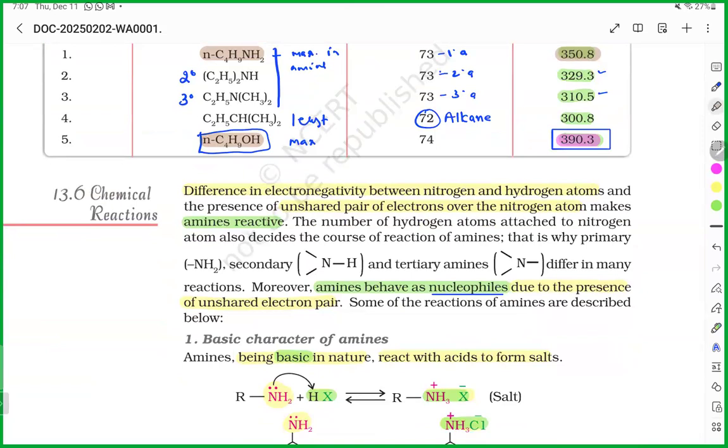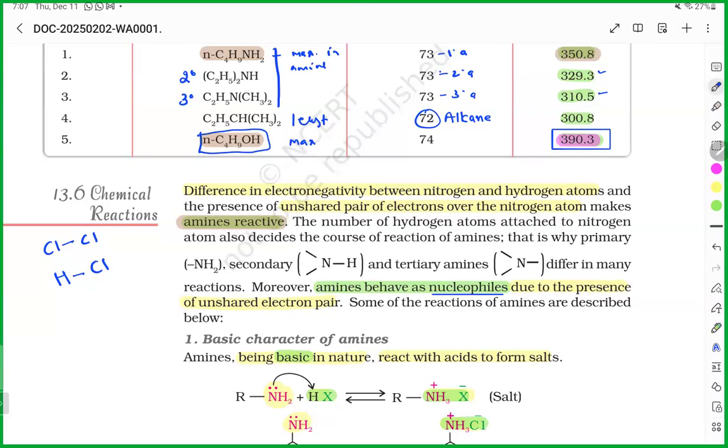So we know in case of amine, nitrogen and hydrogen have some difference, and that's why amines are reactive. If anybody asks what is the reason for the amine reactivity? Because of electronegativity difference. Example, if you take Cl2, both have the same electronegativity, so reactivity will be less. But if you take HCl, it will be highly reactive. Why? Because of the difference in the electronegativity. Make sense? Same thing. And here the number of hydrogen in primary, secondary, tertiary amine is different, but all behave as nucleophile.